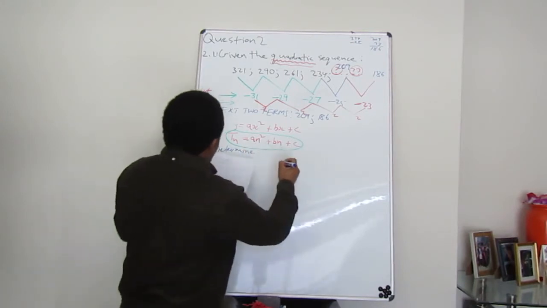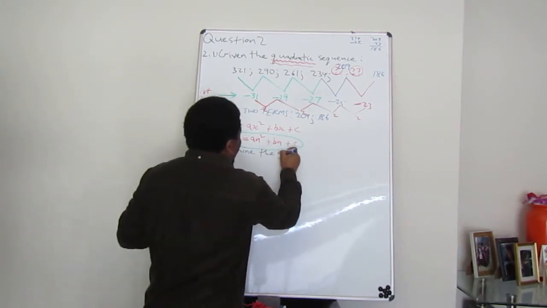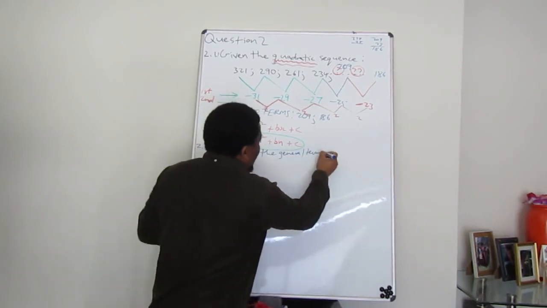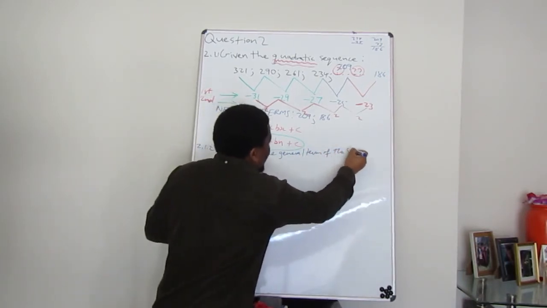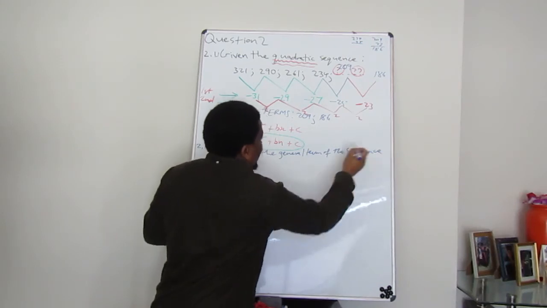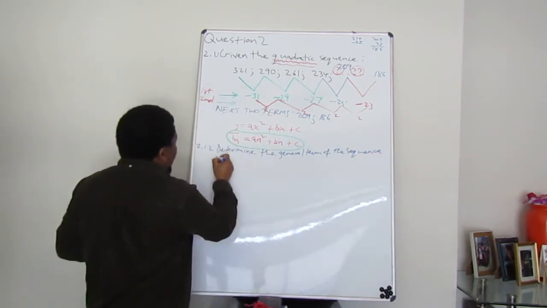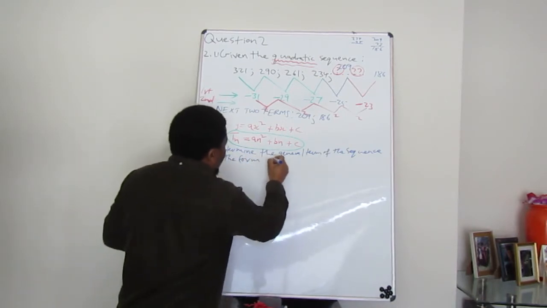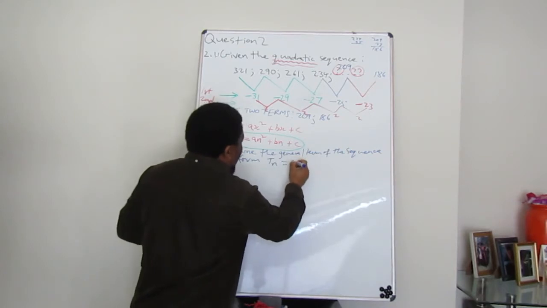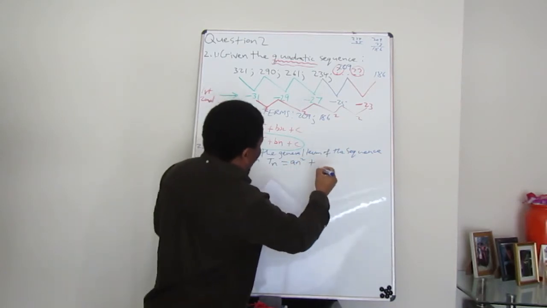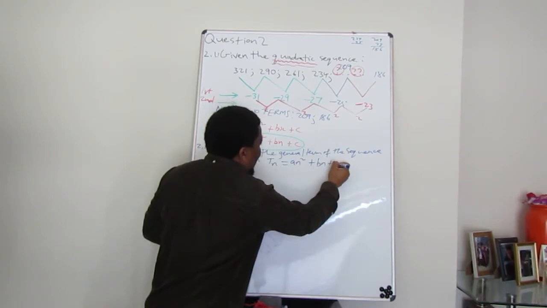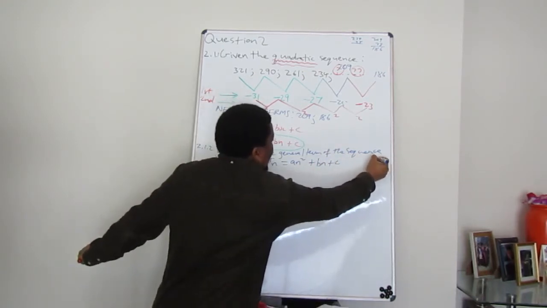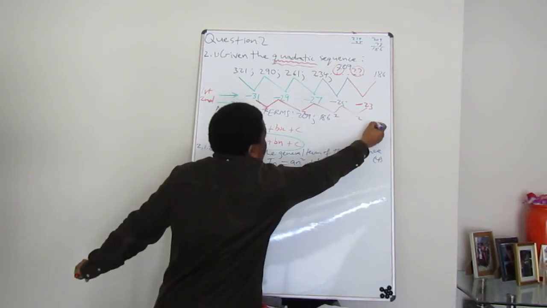Determine the general term of the sequence in the form Tn is equal to an squared plus bn plus c, and this is given as 4 marks. This is 4 marks. That other question was 2 marks.